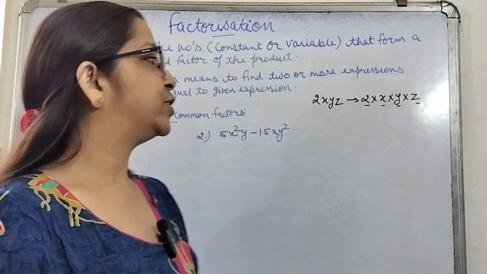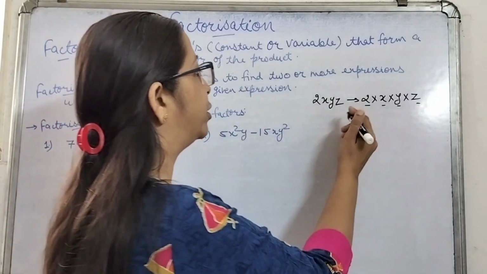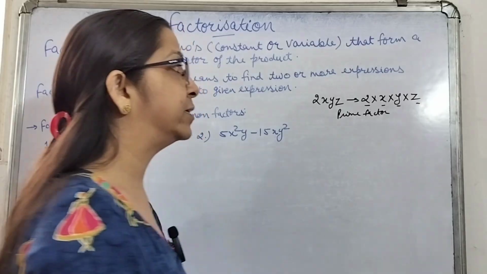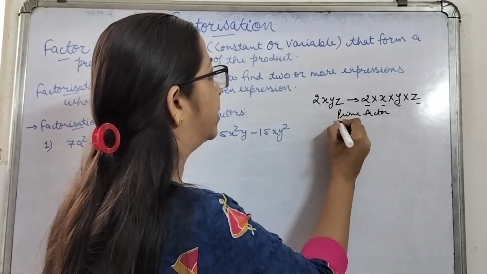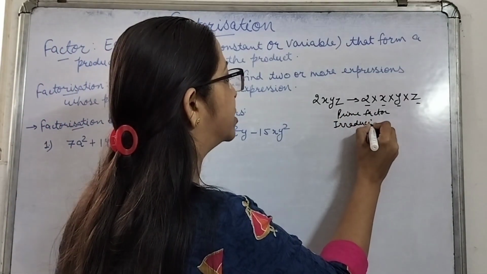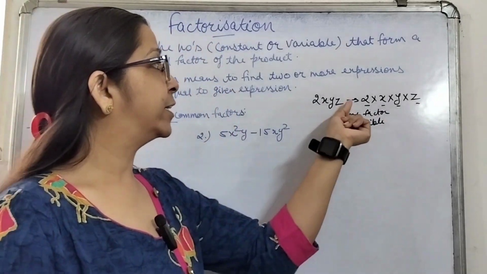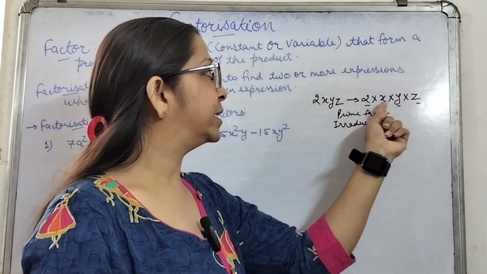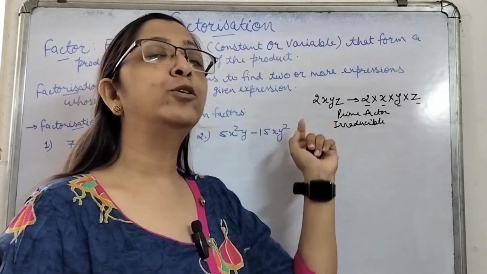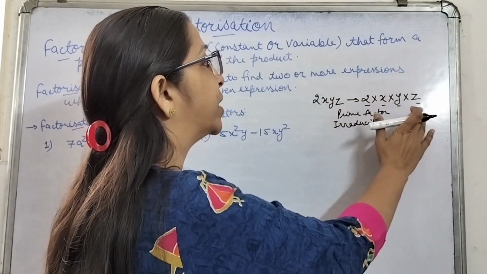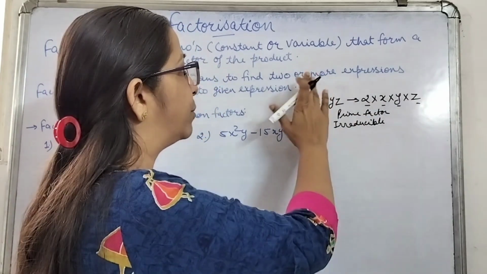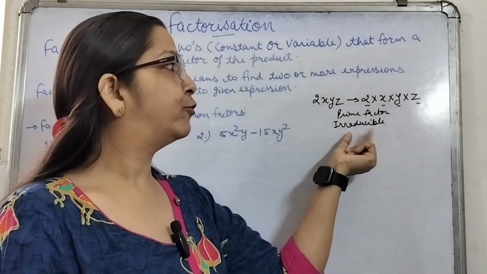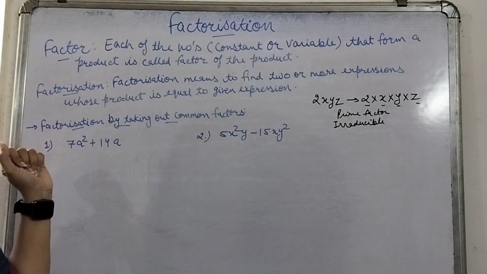When we are talking about algebraic expressions, we are not using the term prime factors. Instead, we are using the term irreducible. So we will say that 2, x, y, z cannot be further reduced, so it is the irreducible form of 2xyz. Whenever we are talking about an algebraic expression, instead of prime factors, we use the term irreducible form.